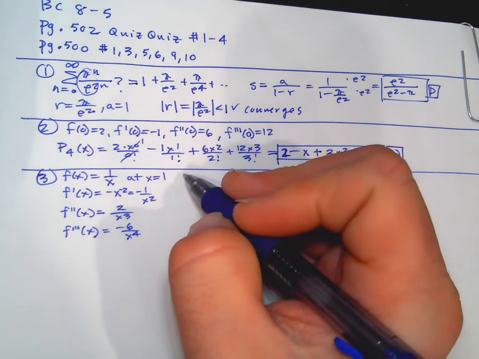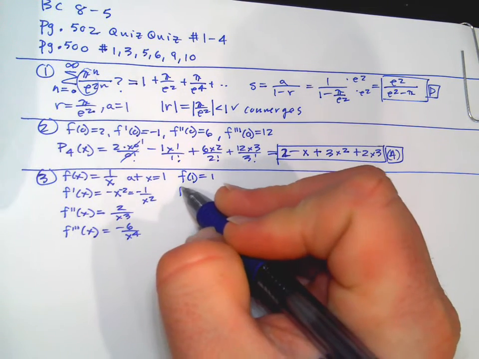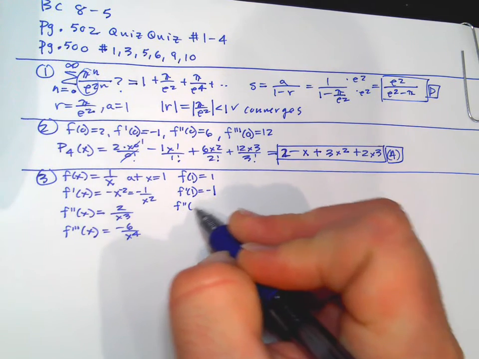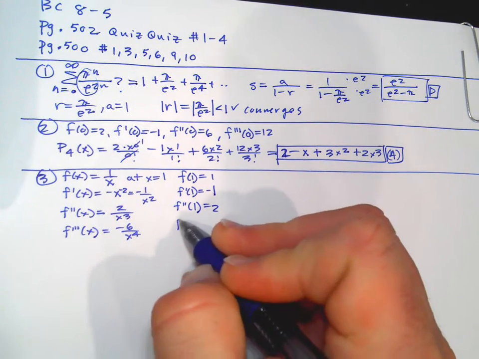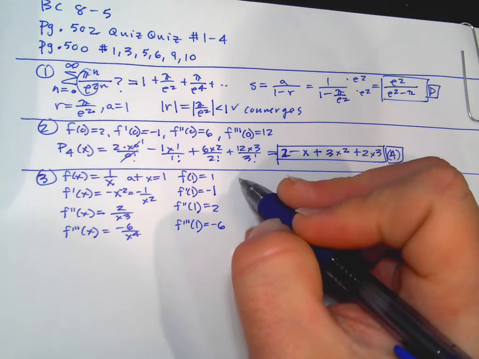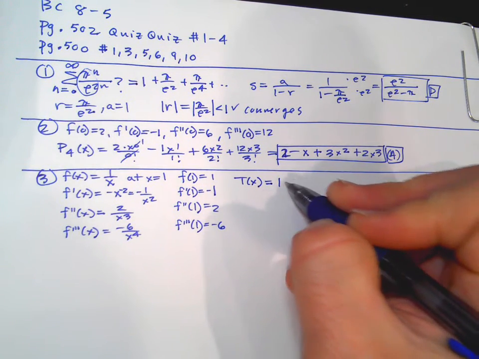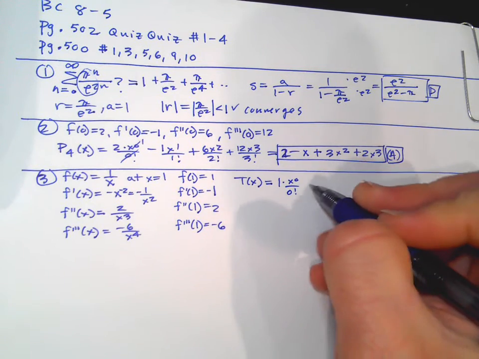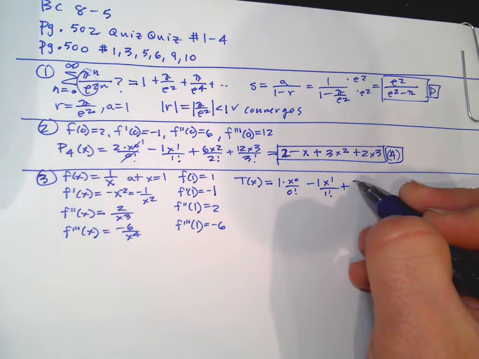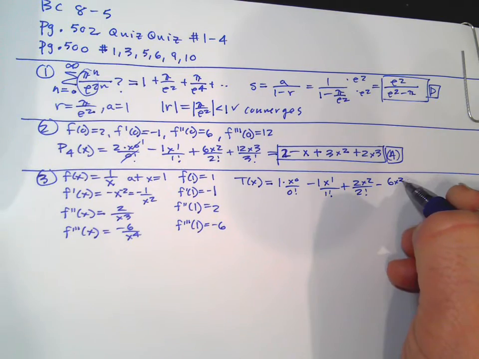Maybe that's enough. It's centered at x equals 1, so we're going to plug 1 into these. Get 1. Get negative 1. Get 2. And get negative 6. So the Taylor series, a lot of times you use capital T for Taylor, is going to be 1 times x to the 0 over 0 factorial minus 1 x to the first over 1 factorial plus 2 x squared over 2 factorial minus 6 x cubed over 3 factorial.